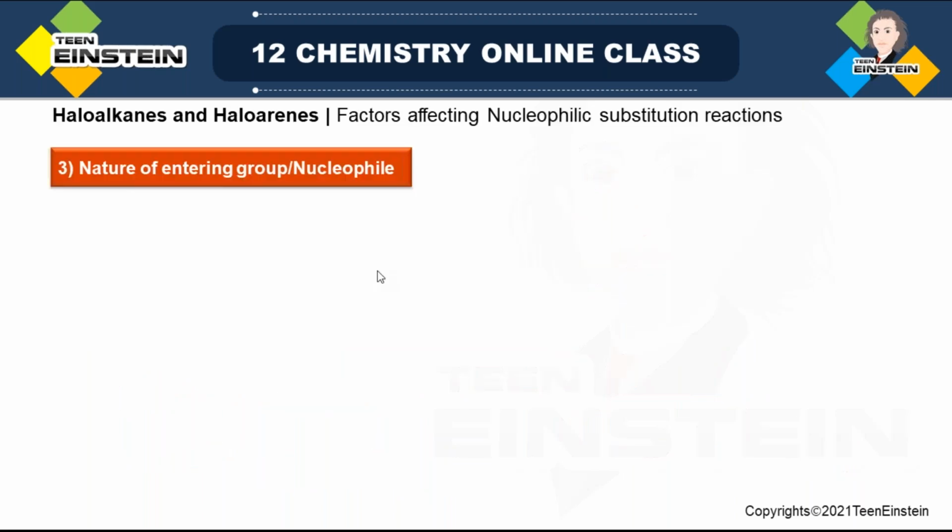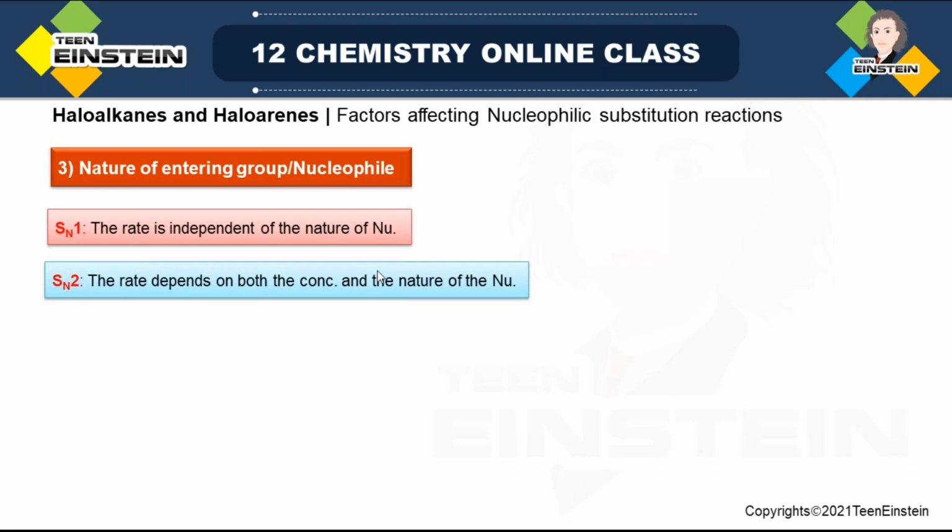Now the third point of factors that affect nucleophilic substitution reaction. The third point is the nature of the entering group or nucleophile. You can call it the entering group or nucleophile because it is actually the attacking part of the reagent. So it is entering, not leaving. It is the opposite term of leaving group. It is the entering group.